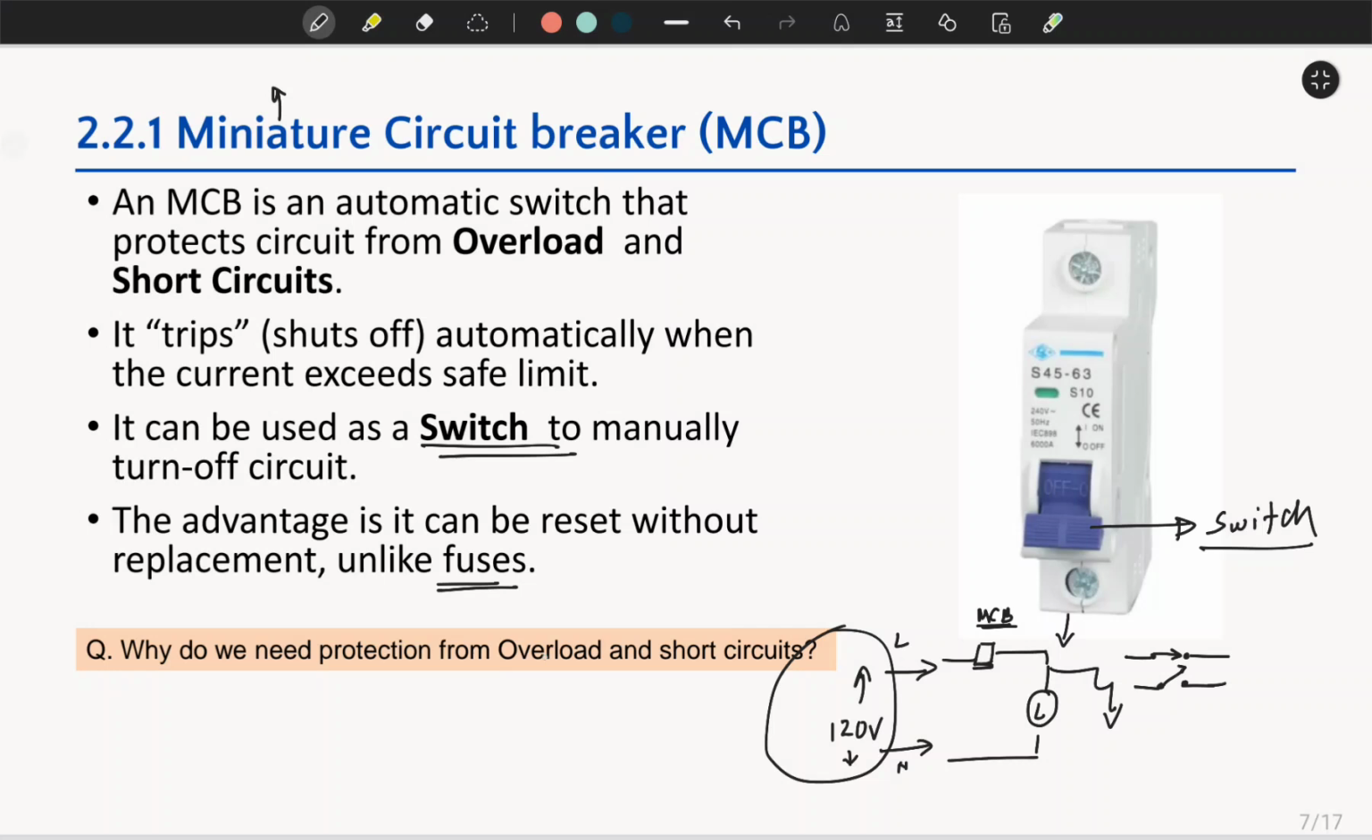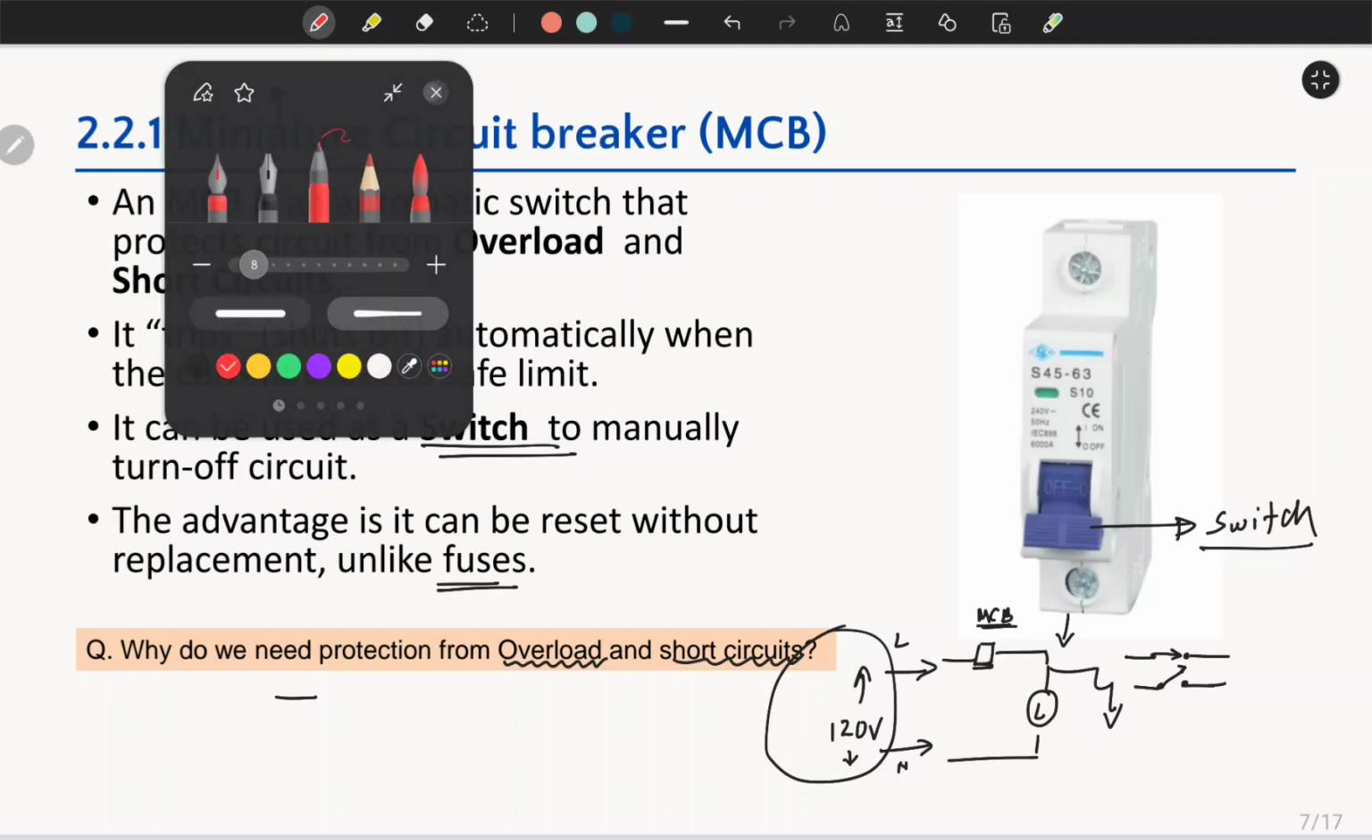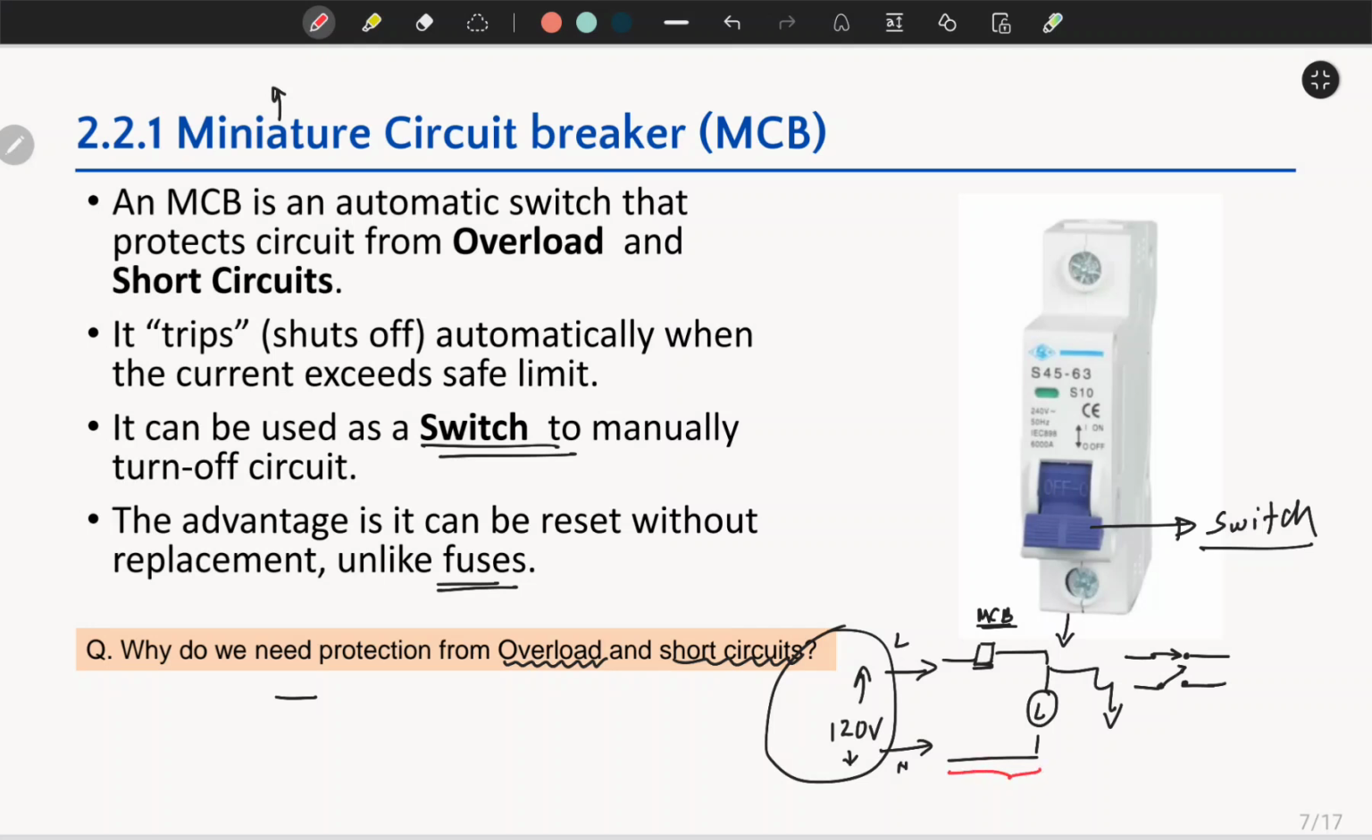Now the question arises, why do we need protection from overload and short circuit? The reason for protection from overload is, in this circuit we can see these are the wires and cables from the mains to the load. Now if the load is overloaded, meaning its rating was 10 ampere, but due to some reason it is consuming 15 ampere, now what will happen gradually?